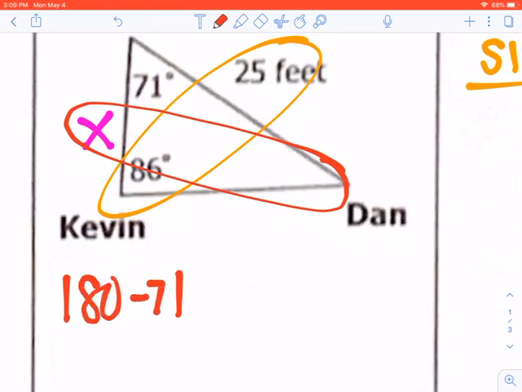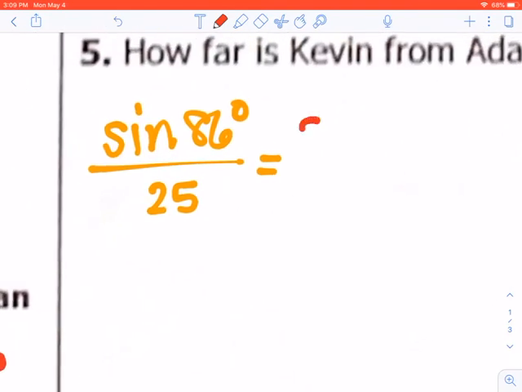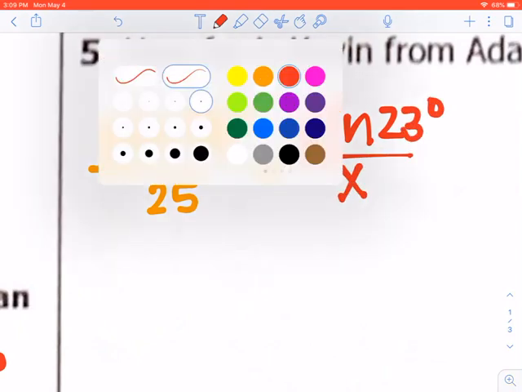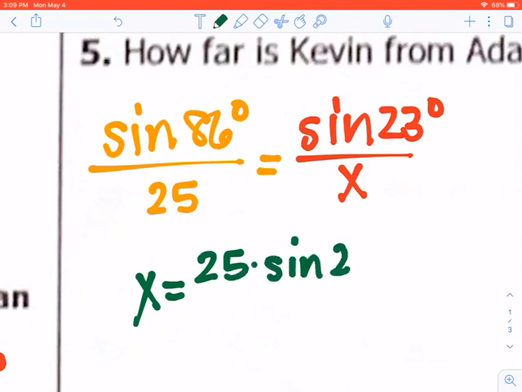180 minus 71 minus 86, and I get 23 degrees. This is from geometry, 180 degrees in a triangle. So this angle right here is 23 degrees. And now I have my angle side pair, 23 degrees over X. So I have sine 23 degrees over X. Okay. I'm going to speed it up. Doing a little cross multiplication and division, you would get X equals 25 times sine 23 degrees here. And we would divide that by sine 86.